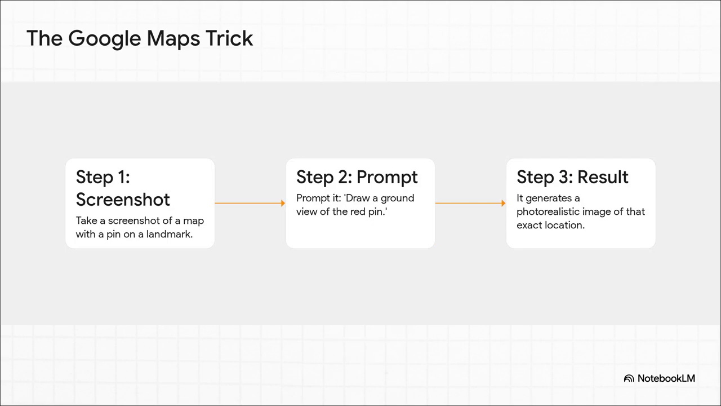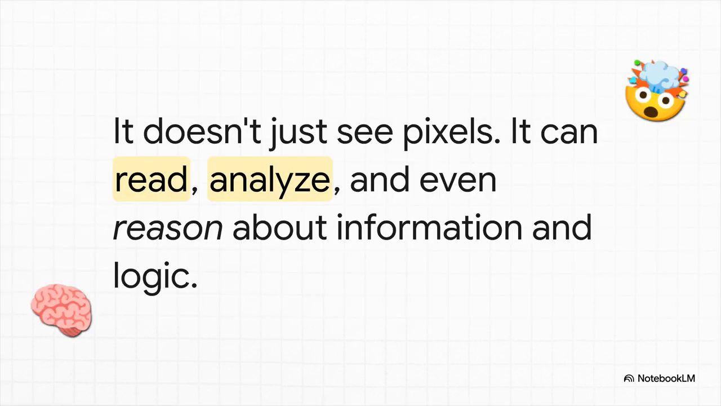Okay, check this out. Someone just took a screenshot from Google Maps. They dropped a pin right in the middle of Paris. They uploaded that screenshot and gave it one simple command: draw a ground view of the red pin. And it generated a perfect, photorealistic image of the Arc de Triomphe. It recognized the map, it understood where the pin was, and it knew what that spot looks like from street level. Just wow.